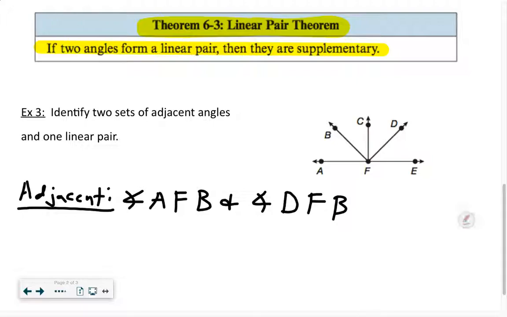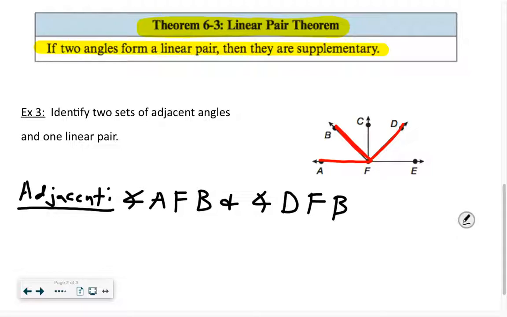Let's trace these two angles. If we trace AFB and then we trace DFB, do they share a common side? Yes. Do we care what the angle measures add up to? No. Let's come up with one more angle pair that's adjacent.